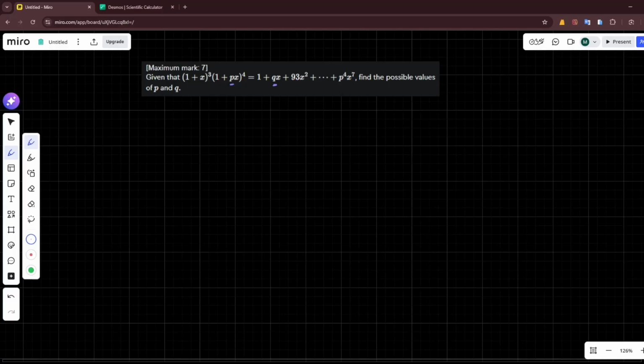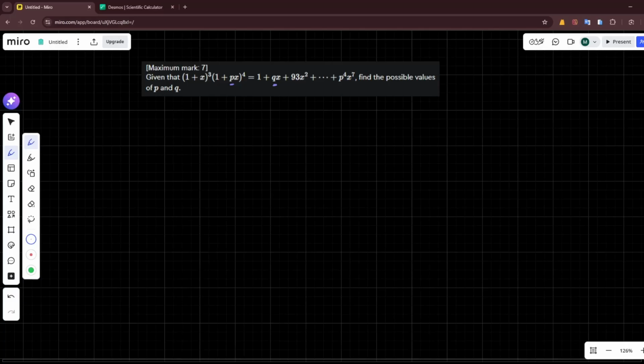So let's just give the problem a read. It says, given that 1 plus x to the power of 3 times 1 plus px to the power of 4 is equal to 1 plus qx plus 93x squared, and then a bunch of dots, and then p to the power of 4, x to the power of 7.